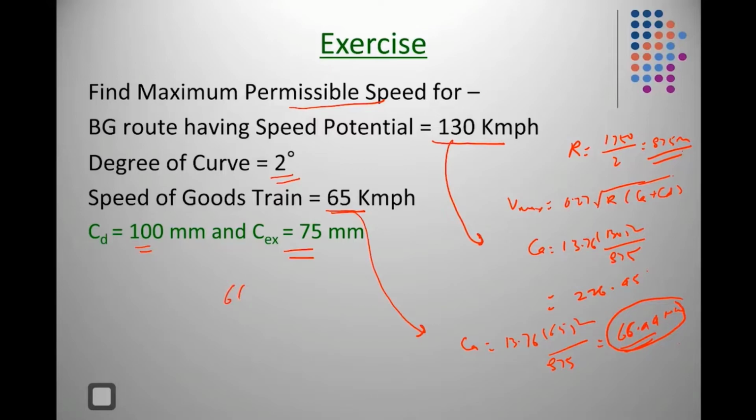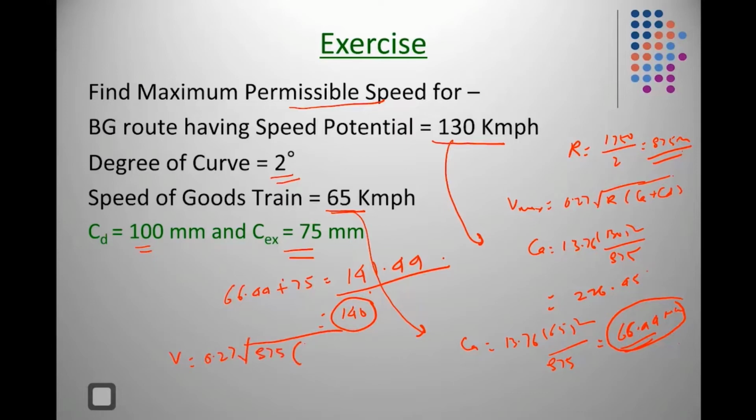This is the maximum cant I can provide. So plus 75. This is coming as 141.44. So normally we are providing cant in a multiple of 5. तो मैं इसको 140 cant मान के चलता हूँ. And let me see the speed potential. Let me see whether my speed, if I provide this cant, is going to be more than 130 kmph or not. Speed क्या होगी? 0.27 square root of R is 875.